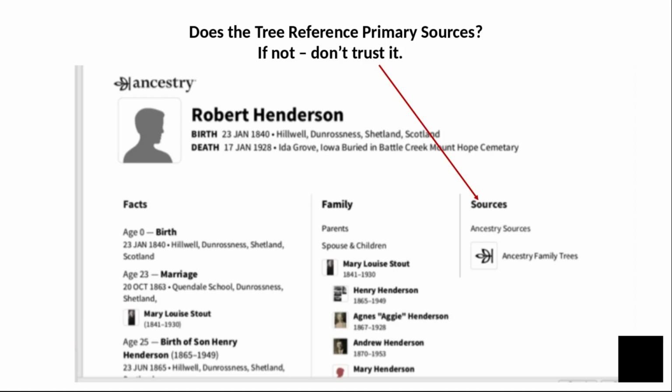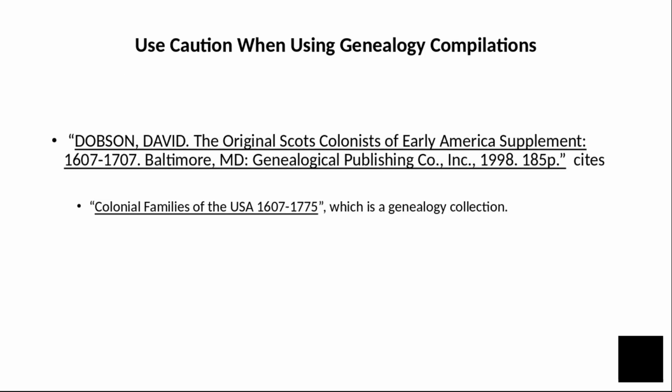Here's an example of a tree that is based solely on other people's Ancestry trees. So maybe the information is okay, but it's highly suspect because it doesn't have any primary sources. As I said, always use primary sources. Some things that are just collections of other people's genealogies can have errors.